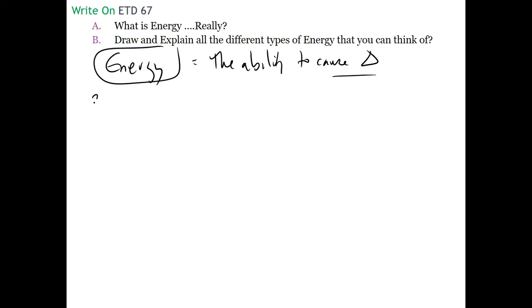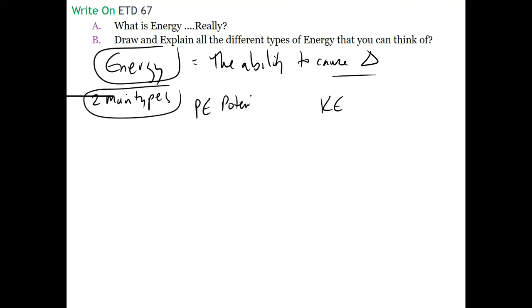Now, if we look at it, there are two main types that we run into. And those two forms you've probably heard of before. They're things like PE and KE. The PE, of course, stands for potential energy. And, of course, KE stands for kinetic energy.